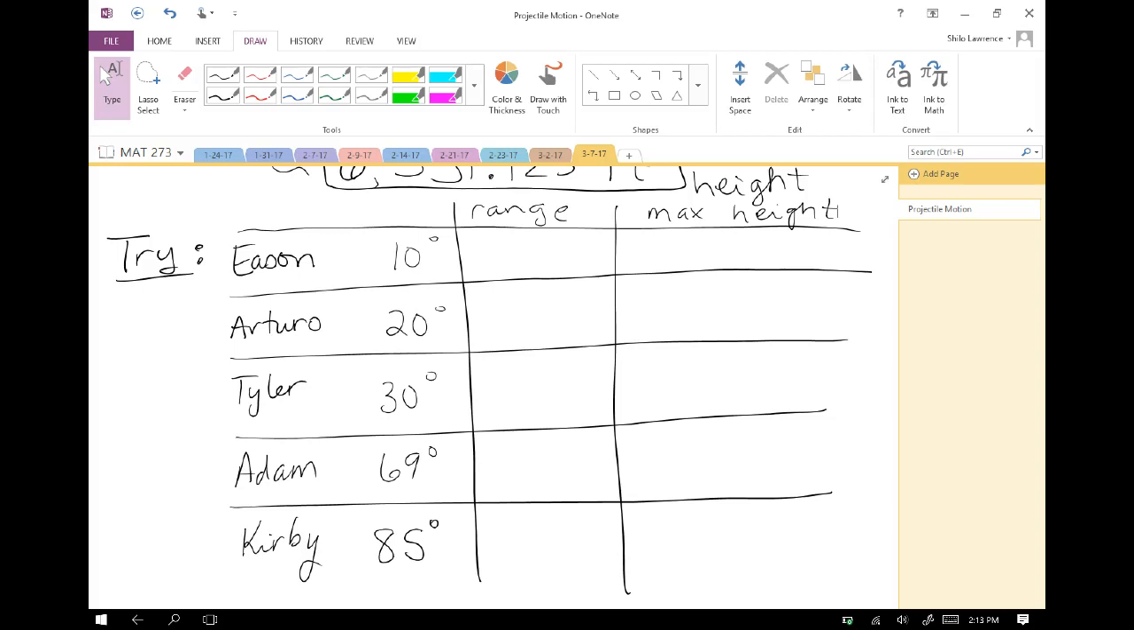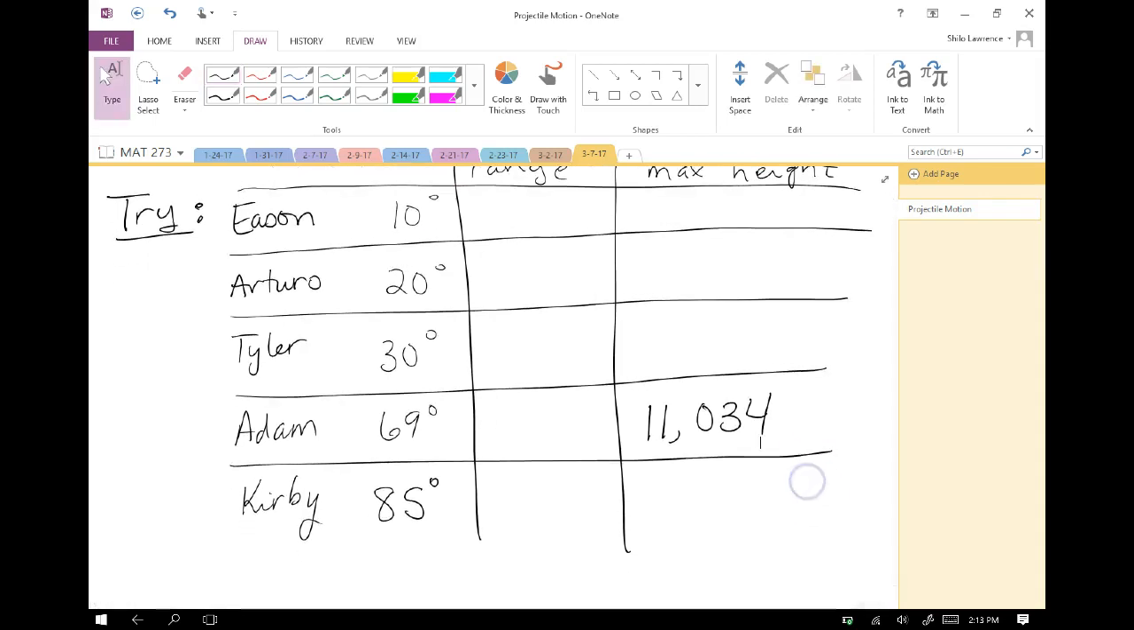My height is 11,033 feet. Are you positive? Oh, 34 feet. Max height? Yes, 11,034 feet. That's for your whole number. Distance is not very far.